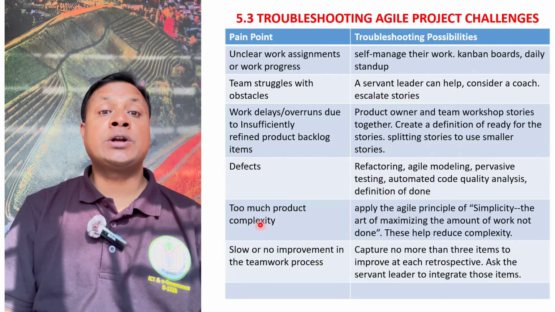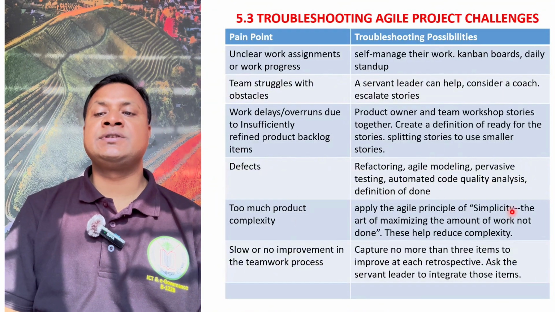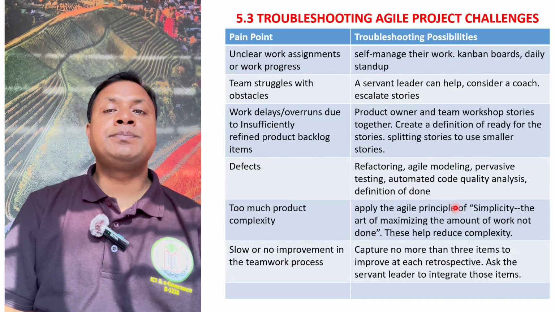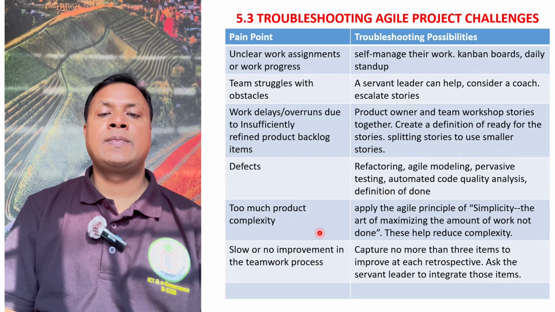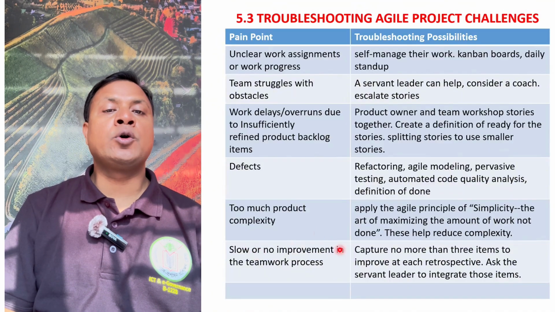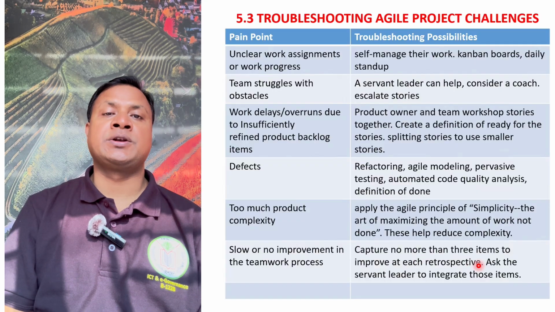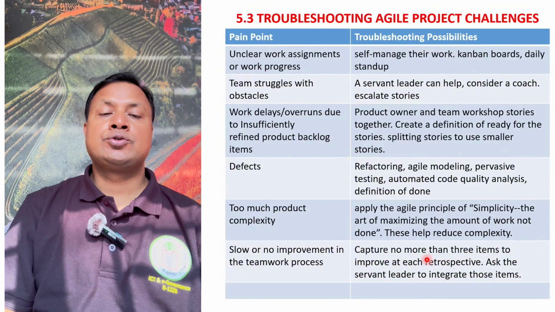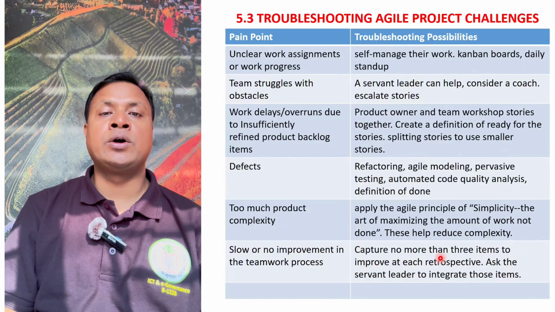If you face too much product complexity, in that case, apply the agile principle of simplicity, the art of maximizing the amount of work not done. So use simplicity. This helps reduce complexity. If you face slow or no improvement, capture no more than 3 items to improve at each retrospective. So ask the team leader to integrate those items. One item is better, but not more than 3 items together. So all the team members will be focused on that 1, 2, or 3.